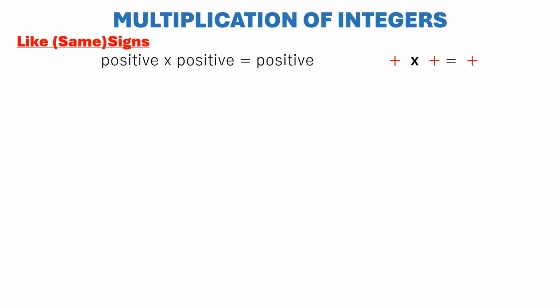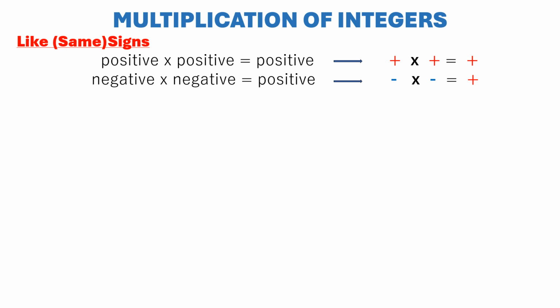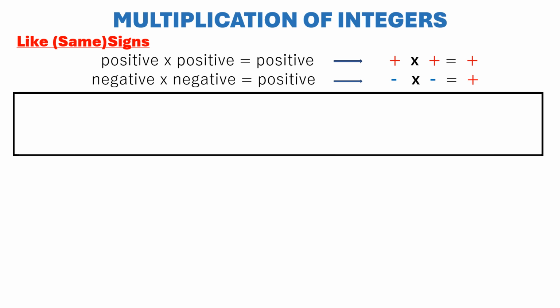Multiplying numbers with the same signs. Let's say for example, we have a positive number multiplied by a positive number. The answer is positive. So in symbols, positive times positive, the answer is positive. In the same manner, when we multiply two negative numbers, negative times negative, the answer is positive. In symbols, we have negative times negative equals positive. These are the examples.